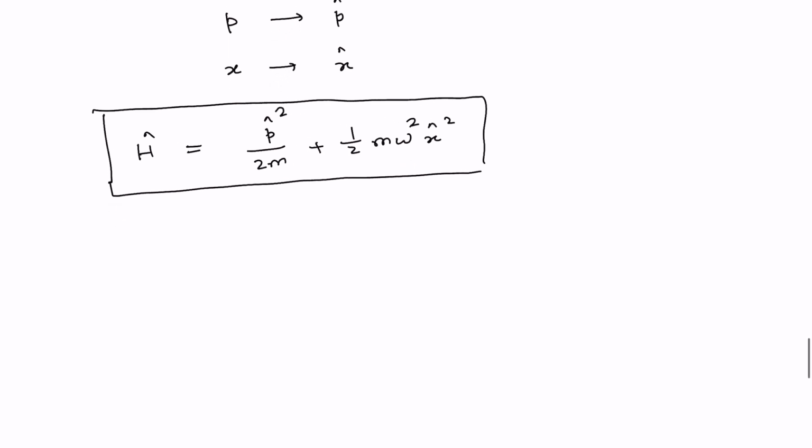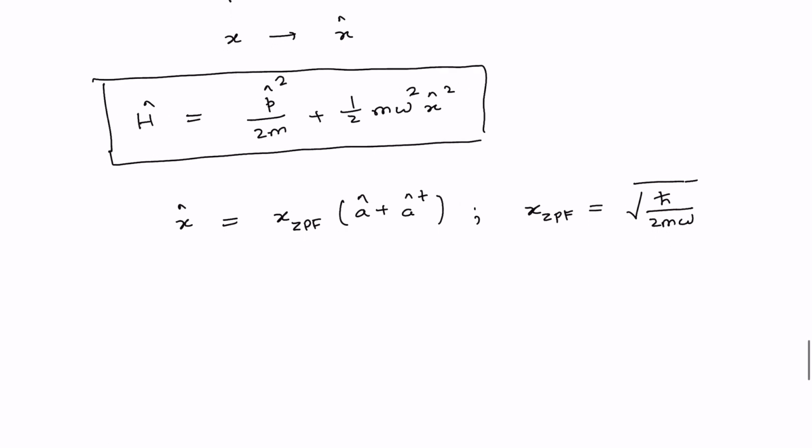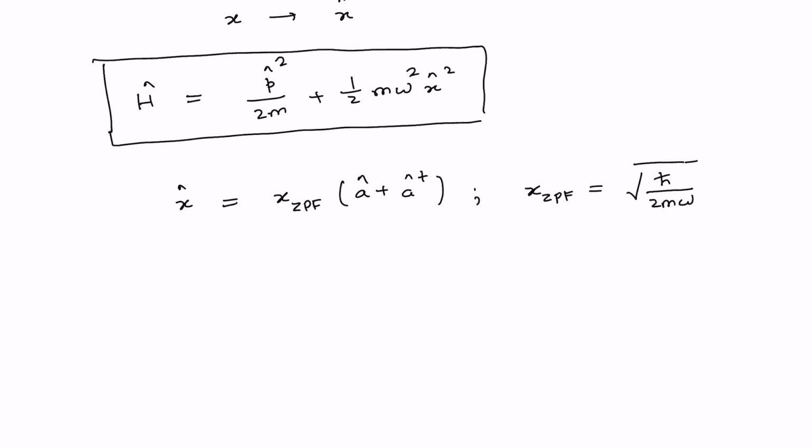However, we can write it in a different form as well. If we express this position operator x as x ZPF, where ZPF means zero point fluctuation, times a plus a dagger, where a and a dagger are the annihilation and creation operators respectively, and x ZPF is square root of h bar divided by twice m omega. I am going quickly here because I know that all of you have studied the harmonic oscillator in elementary quantum mechanics.